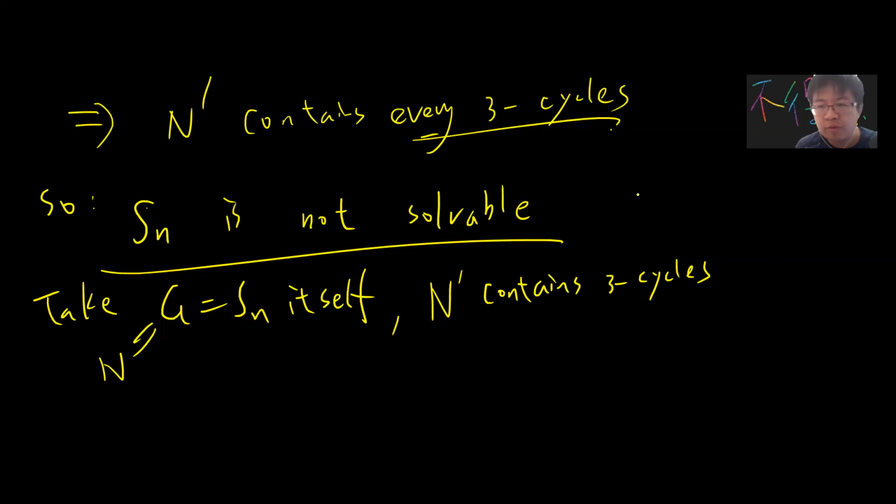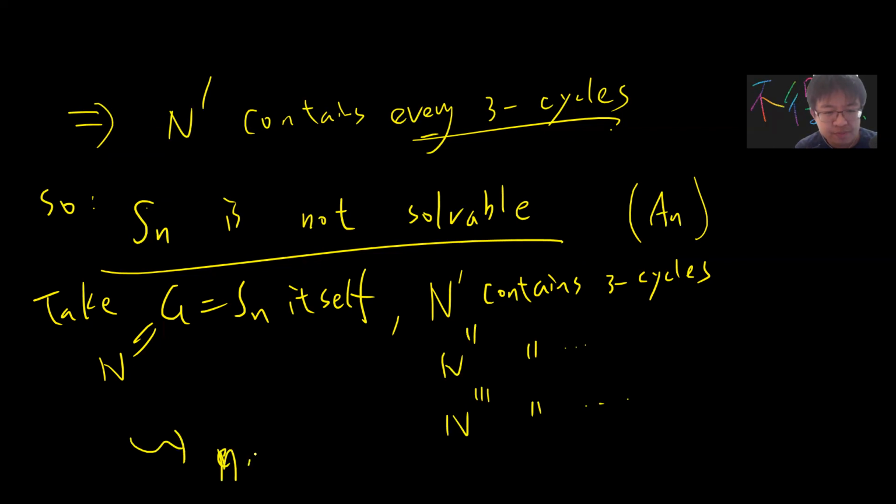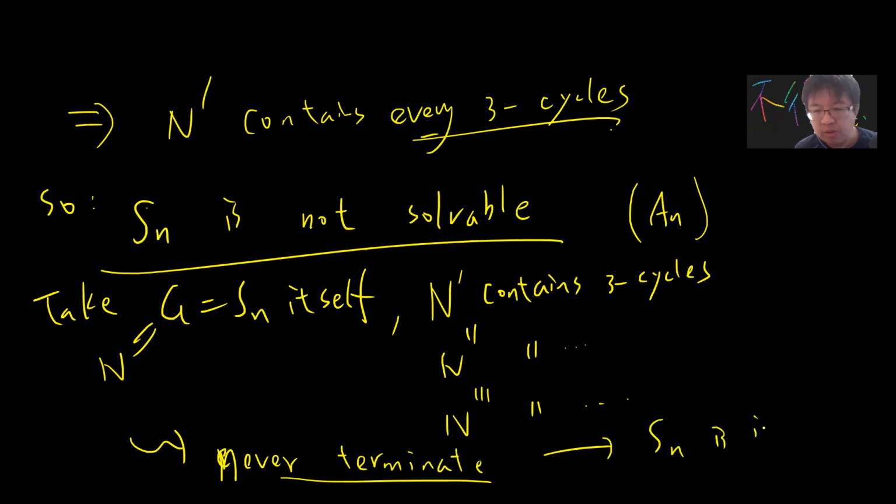Okay, so if you know the fact that An is generated by all 3-cycles, right? But basically you don't need to learn about the definition of An, you can also do this. So N prime contains every 3-cycle, and the N double prime still contains all the 3-cycles. N triple prime also contains every 3-cycle, right? So it never terminates. Okay, so Sn is not solvable.